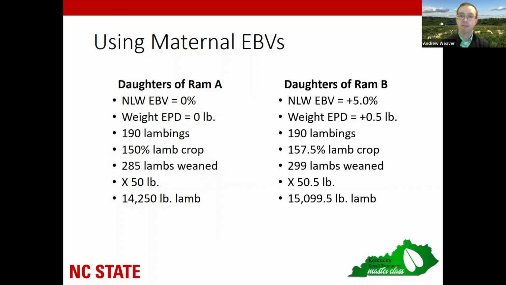But now, because they have that improved prolificacy, that increase in number of lambs weaned by 5%, we're now weaning a 157.5% lamb crop. So we increase our lamb crop percentage by 5%. So now we're weaning 299 lambs. Those lambs, because there's an additional genetic merit for growth, now weigh 50.5 pounds. So they're a half pound heavier. So now we take 299 lambs that weigh 50.5 pounds each, and we get 15,099.5 pounds of lamb.